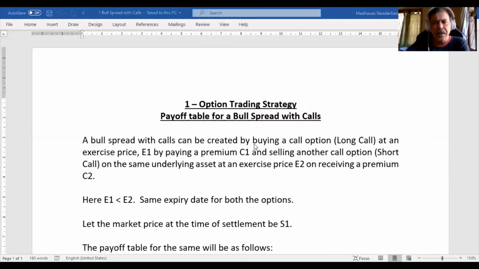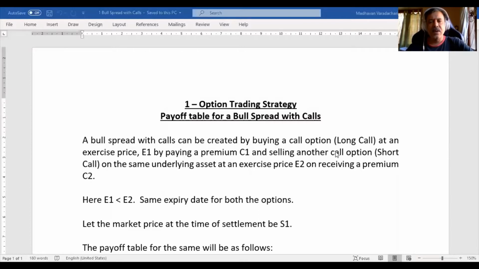which whenever we use buying, we call that as long. Whenever we do selling, we call it as short. So it is basically a long call at an exercise price E1 by paying a premium C1. Since it is a call premium, we are using the notation C. And another type of option is the put option. That time we will be using capital P.